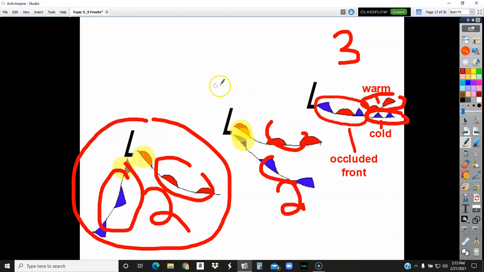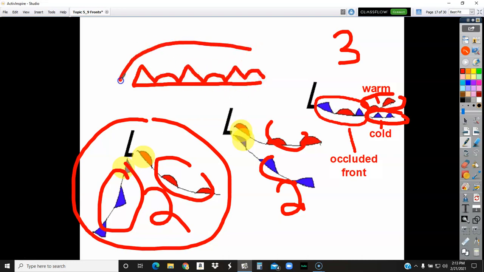And so how do they draw the symbol? They draw it on the same side, they just alternate symbols. So a cold front is triangles, a warm front is little half circles, they just draw them opposite, alternating. So you would have a triangle, half circle, triangle, half circle, triangle, half circle, etc. That's an occluded front. So, let me clear all this.